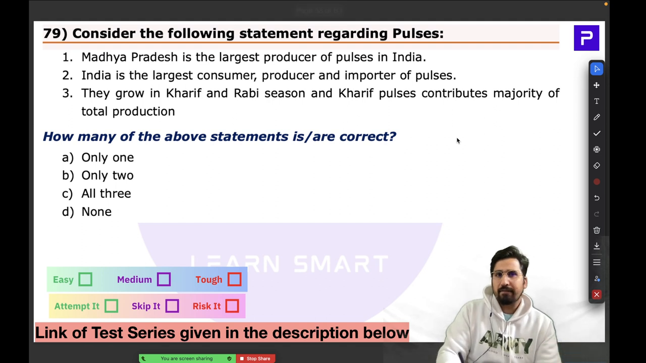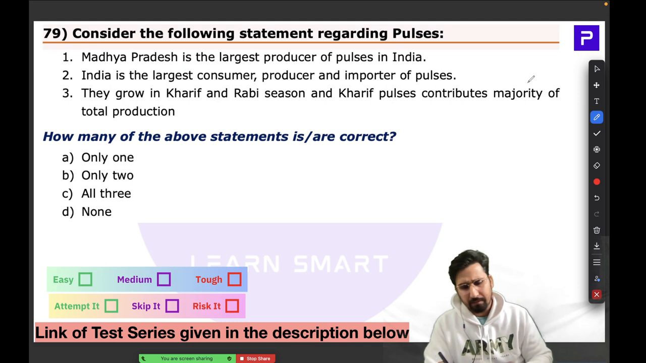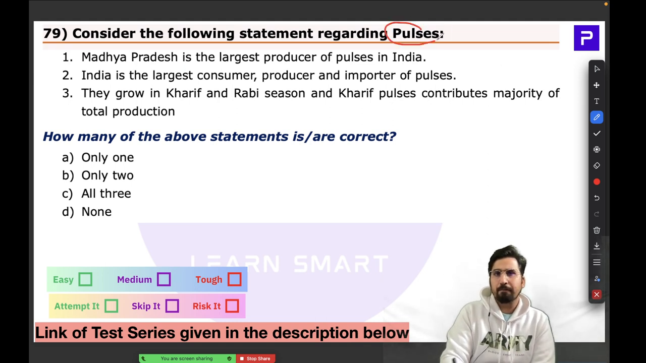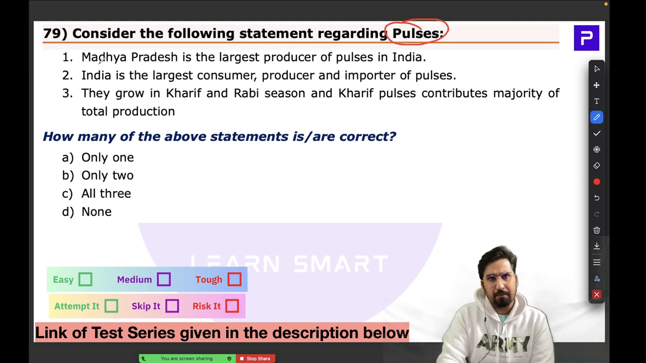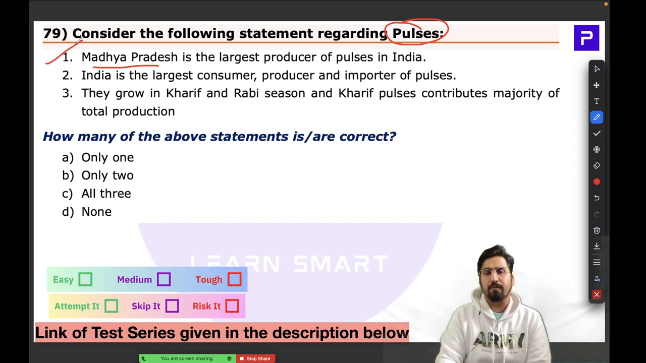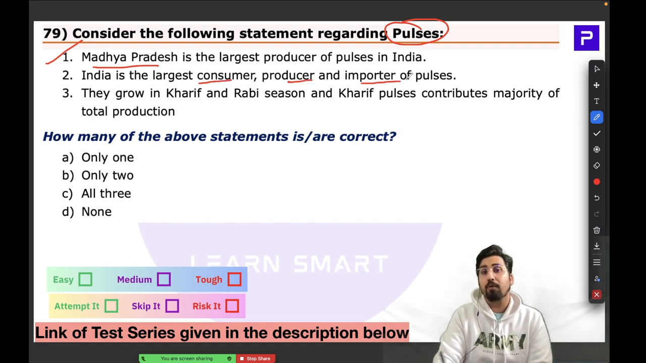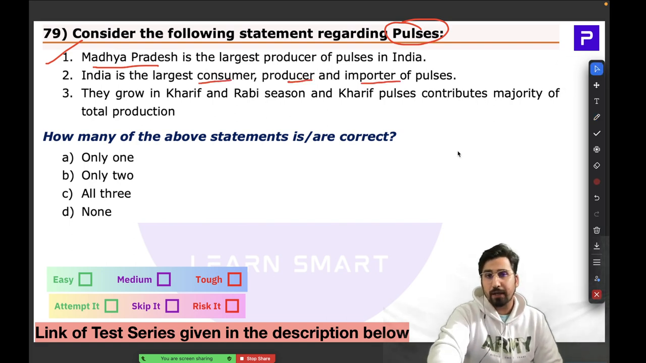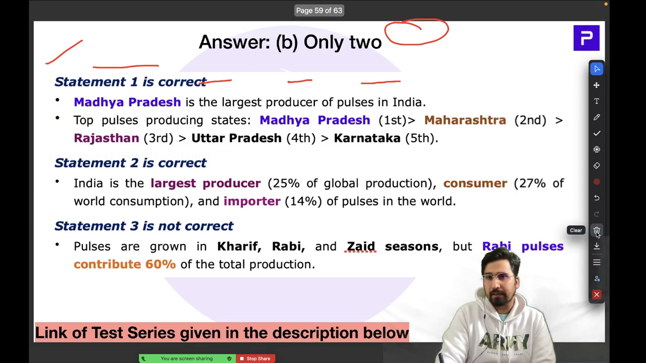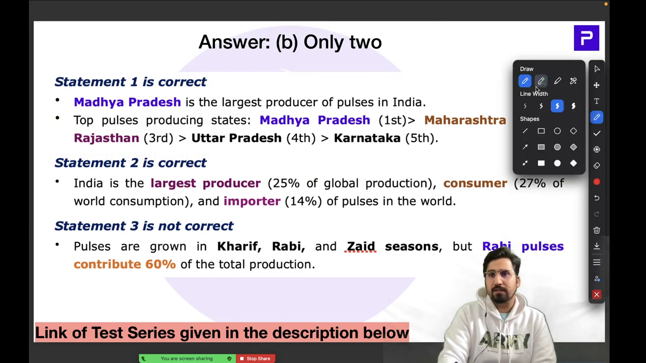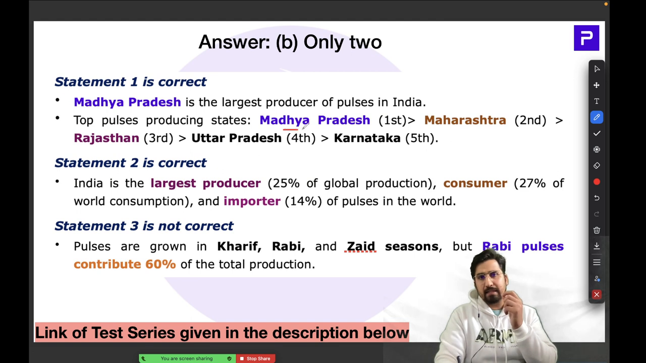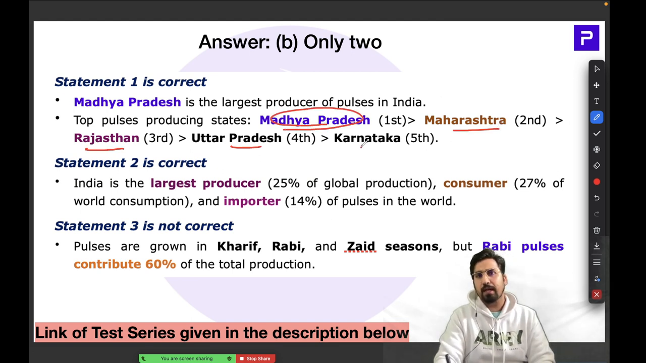Now, question number 79, I think it's a very simple question, very important, because we're talking about pulses. In India, yes, Madhya Pradesh is the largest producer of the pulses. That is correct. This is very fact-based information. India is the largest consumer. Yes, India is consumer, producer, importer. Let me share some information here that will make things easy for you. Look at the case of pulses in India. Madhya Pradesh is the largest producer, followed by Maharashtra, Rajasthan, UP and Karnataka.